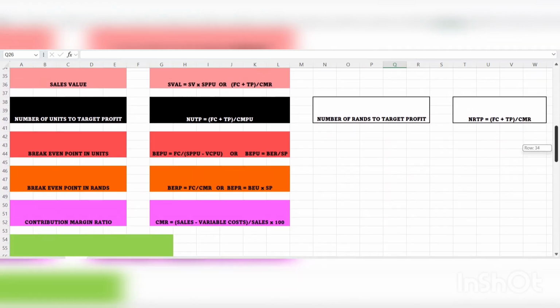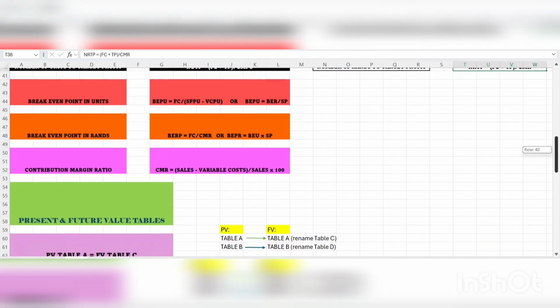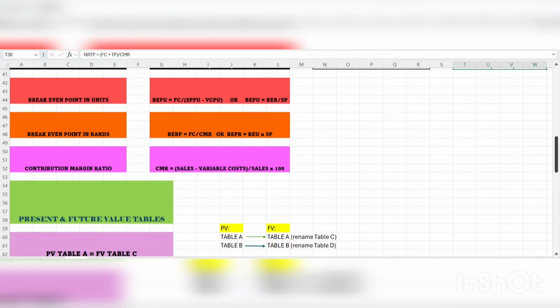Then we have our number of units to achieve our target profit. So we have one for units and you have one for your rands. For your units, it's your fixed cost plus your target profit divided by your contribution margin per unit. And for rands, it's your fixed cost plus your target profit divided by your contribution margin ratio. Right? Then you have your break-even point in units, your break-even point in rands, and your contribution margin ratio, which is very simple.